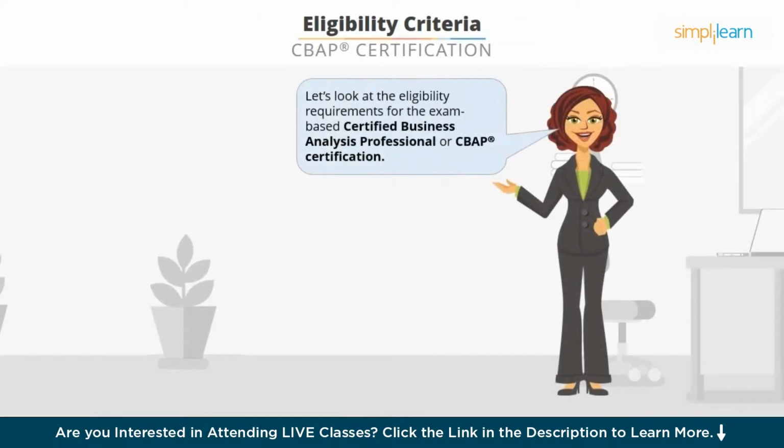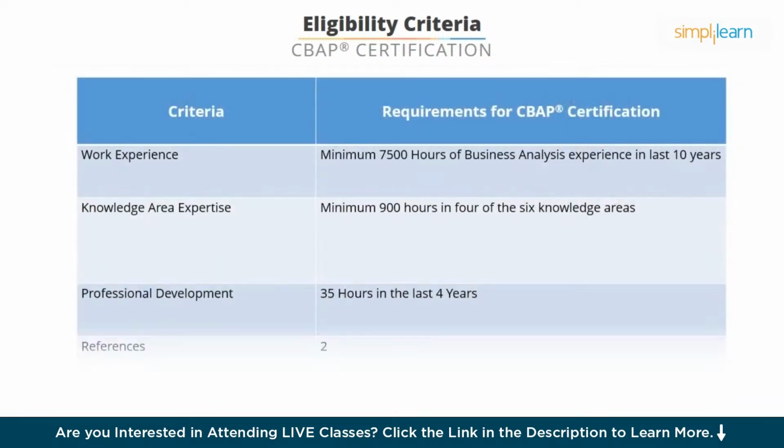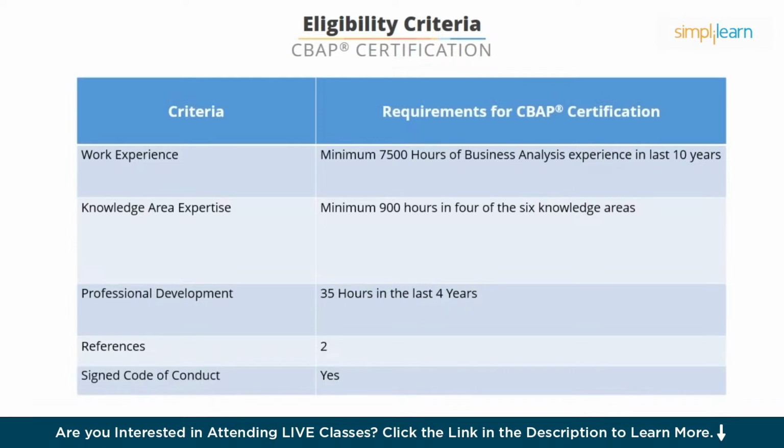Next, let's look at the eligibility requirements for the exam-based Certified Business Analysis Professional, or CBAP certification. Work experience needed: minimum 7,500 hours of BA experience in the last 10 years. Knowledge area expertise: minimum 900 hours in 4 of the 6 knowledge areas. Professional development: 35 hours in the last 4 years. References: 2. Signed code of conduct: yes.